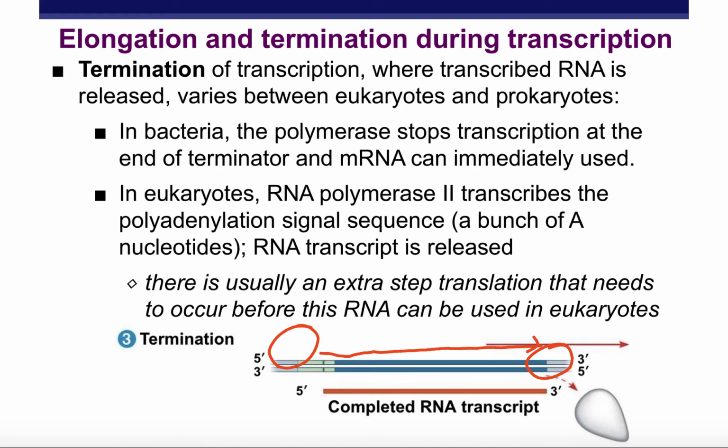In eukaryotes, it's a little bit more complicated. So once the RNA polymerase hits the end of the sequence, it's usually just a bunch of like trash A's at the end. And eventually it signals to the RNA polymerase to let go. And at that point, the RNA polymerase drops off and then the transcript is released. But we're going to need to take this RNA transcript and process it and modify it a little bit more before it's actually usable by the eukaryote.